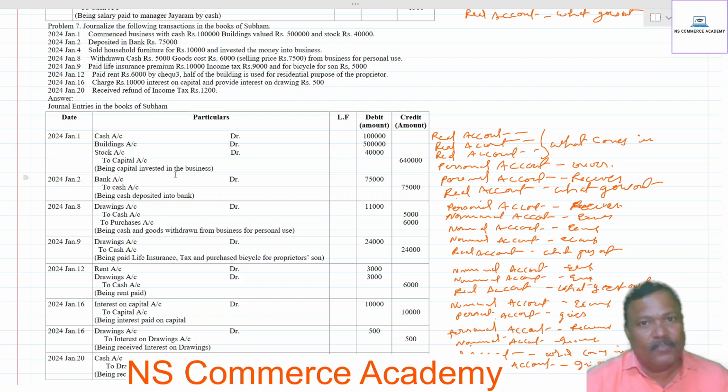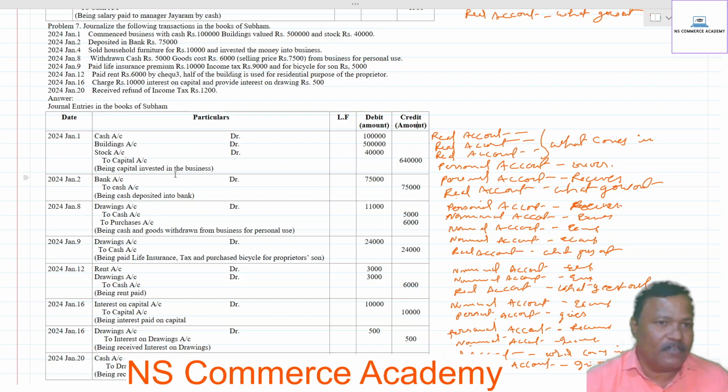Okay, first transaction is 2024 January 1st, commenced business with cash rupees 1 lakh, building value rupees 5 lakhs and stock rupees 40,000. So in this transaction, we have the cash account, building account and stock account. Cash account, building account and stock account are real accounts which are coming into the business. That's why we are debiting them. Capital account is the personal account which gives the investment to the business. That's why we are crediting it.